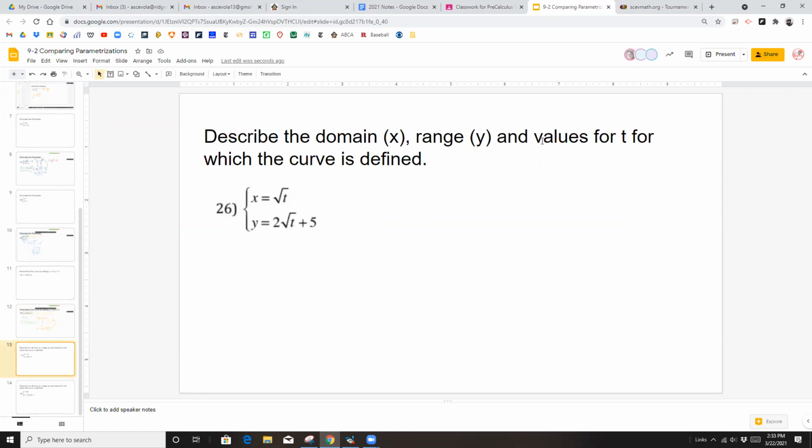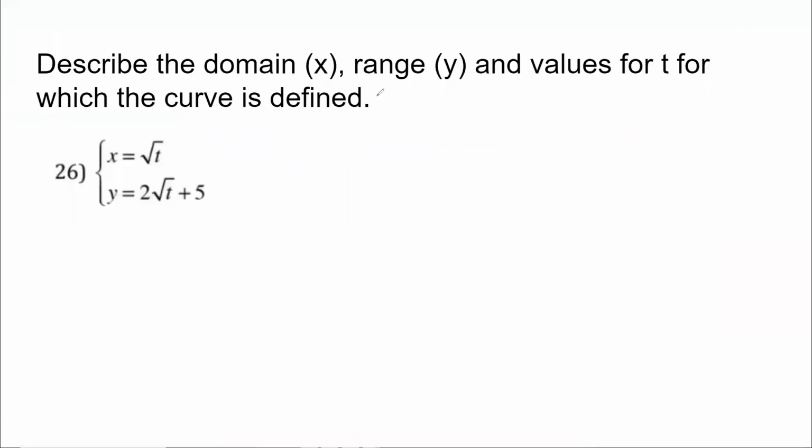All right, so let's graph these and then describe the domain, the range, and values for t for which the curve is defined. Without graphing it, let's talk about this stuff. The domain is all the x values that you can have. And x is defined as the square root of t. So the square root of t is always gonna be greater than or equal to 0, because if you take the square root of 0, you get 0. And as you increase t, the square root of 1 is 1, the square root of 4 is 2, the square root of 9 is 3.